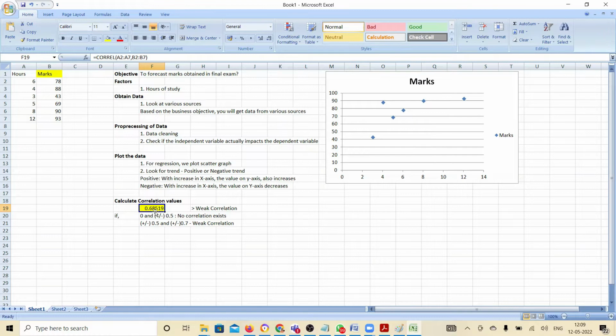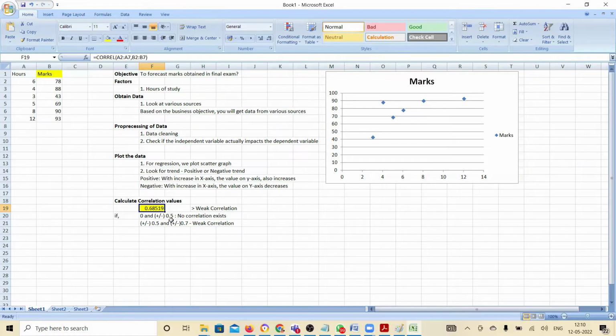You get the correlation value, and the correlation value is 0.68519. So how do you interpret this value? What does a correlation value of 0.68 mean? How do you interpret this? What it says is, if the value is between 0 and 0.5, we say there is no correlation at all. So if the correlation value is between minus or plus 0 to 0.5, we say there is no correlation.